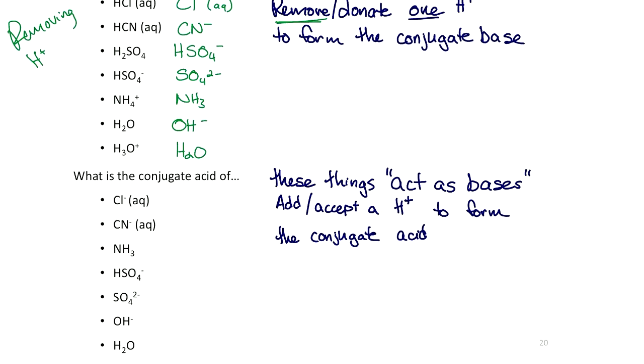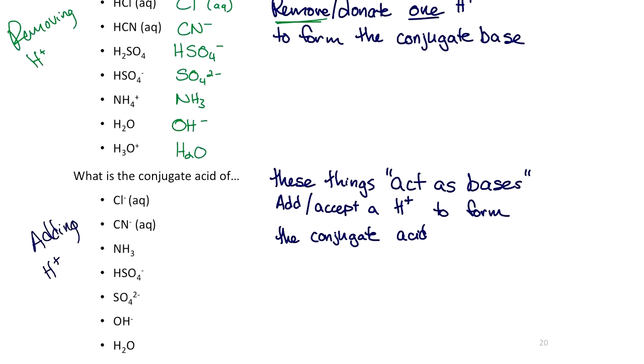And that's how we make a conjugate acid. These things are bases. Bronsted-Lowry bases accept protons. So let's accept protons to make the conjugate acid. So what we're doing in practice is not removing a proton, but what are we doing? We are adding a proton to these formulas.